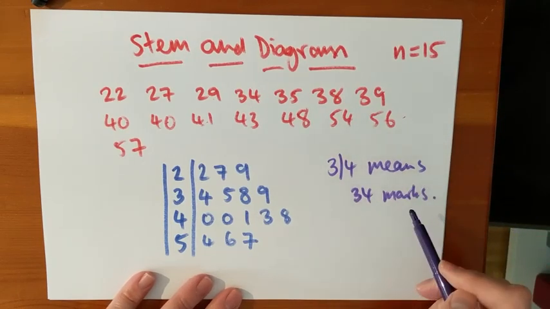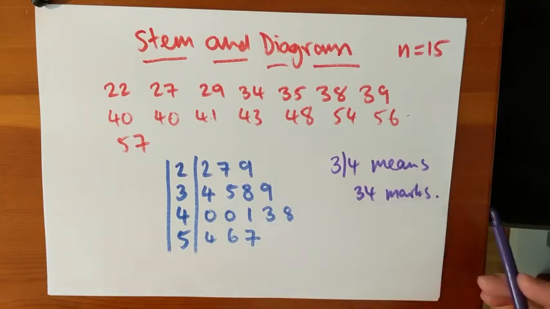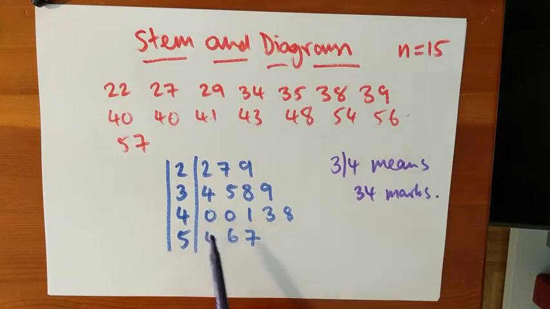If you don't have a key like this, people don't necessarily know what the stem and leaf diagram is representing. So here that means 34 marks. This one means 40, that one means 48. It doesn't just mean 8, it's attached to the stem. So the leaves and the stem together make up the individual data points of this particular graph.